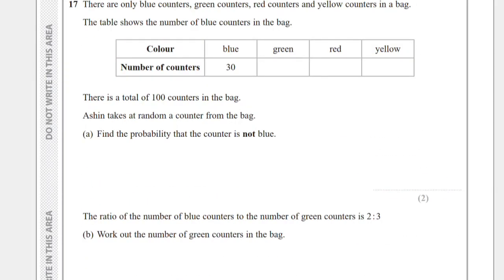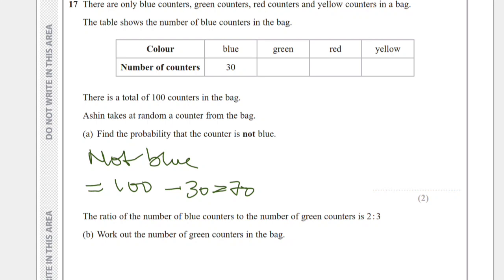Next, there are only blue counters, green counters, red counters, and yellow counters in a bag. The table shows the number of blue counters in the bag, which is 30. There is a total of 100 in the bag. A counter is taken at random. So the probability that it is not blue will be 100 minus 30, which is 70. So the probability of not blue is 70 over 100, which simplifies to 7 over 10.